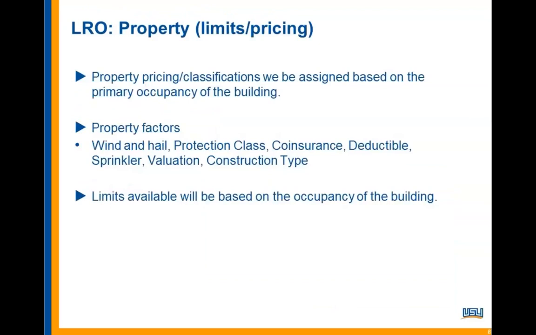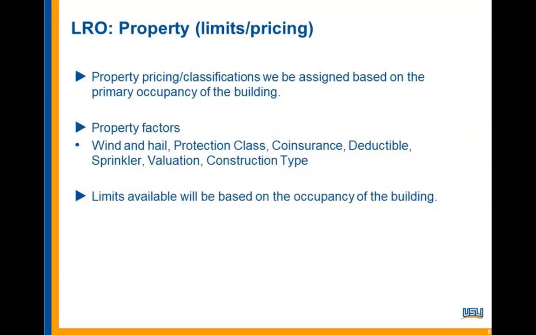From a property pricing standpoint and the limits, the pricing is going to be dependent on who the tenant is. For example, if the tenant is an auto repair shop, the property pricing is going to be based on an auto repair shop versus an office building. So the pricing is going to vary dependent on the occupancy. We have various property factors that are going to affect the pricing.